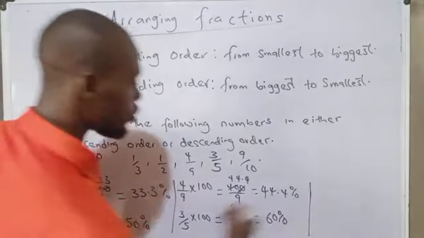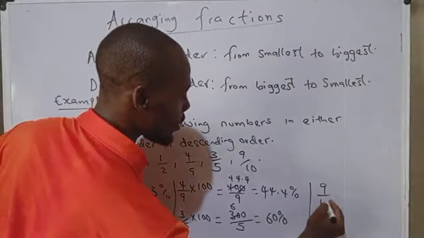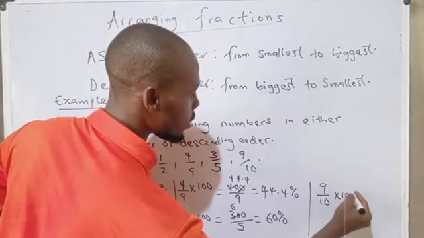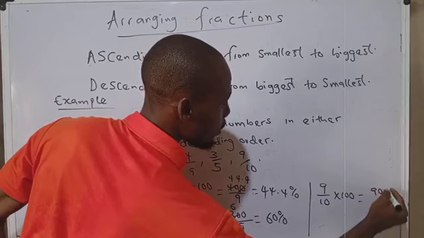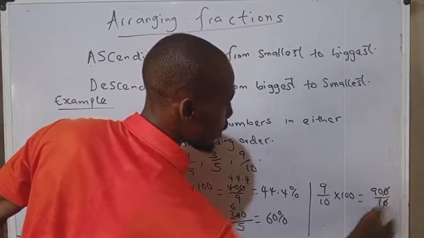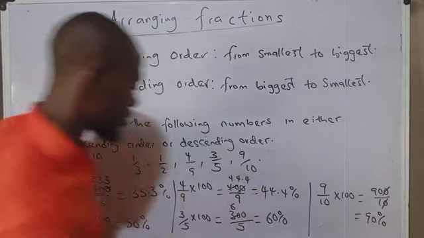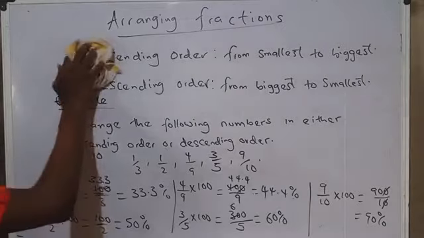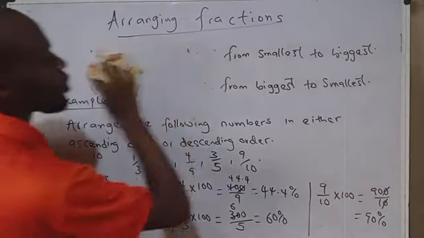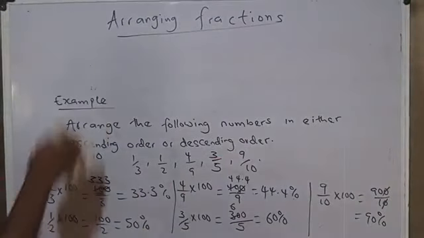And then we can go to the last one here, which is what? 9/10, multiply it by 100. Now, this is going to be 900 divided by 10. 0 can cancel 0, so we have 90%. Okay, good. So, let me clean this up so I can manage the space on the board.